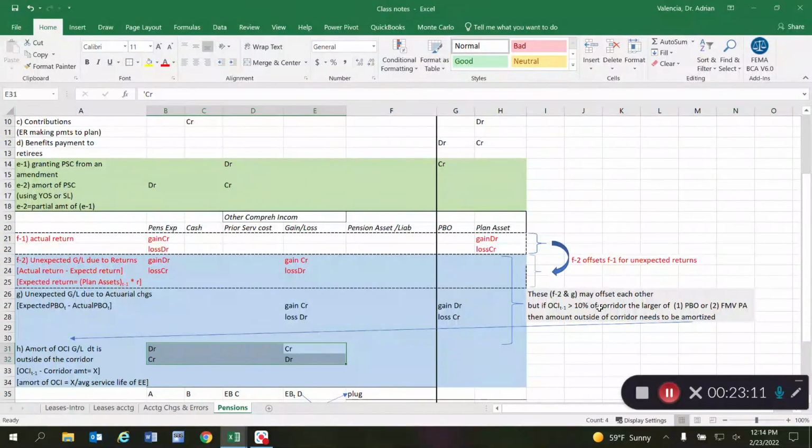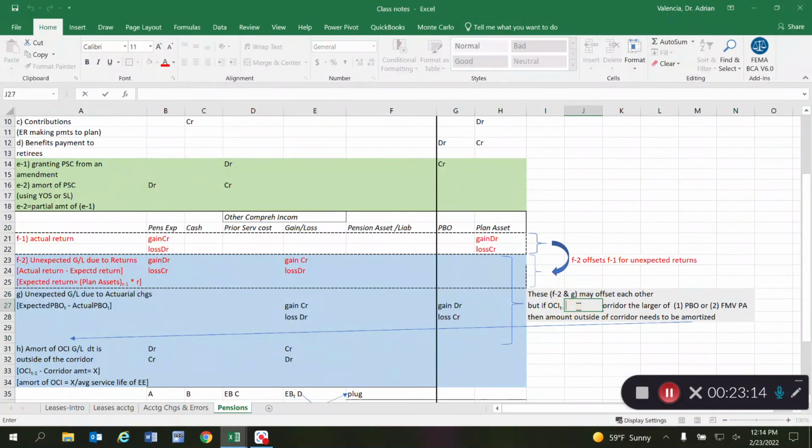To perform this test, we do the 10% corridor test. What we will do is take the beginning balance of PBO or the fair market value of the plan assets at the beginning of the period. We'll choose the larger of these two. Whichever one is larger, you apply 10% to it. And then it's that computation, the 10% of the larger of those two, that you compare to your OCI balance at the beginning of the period.